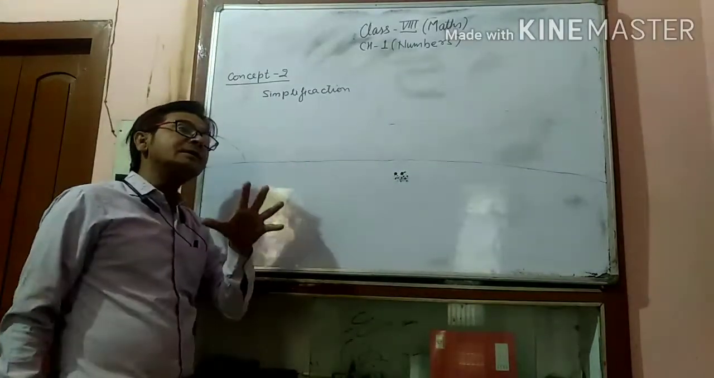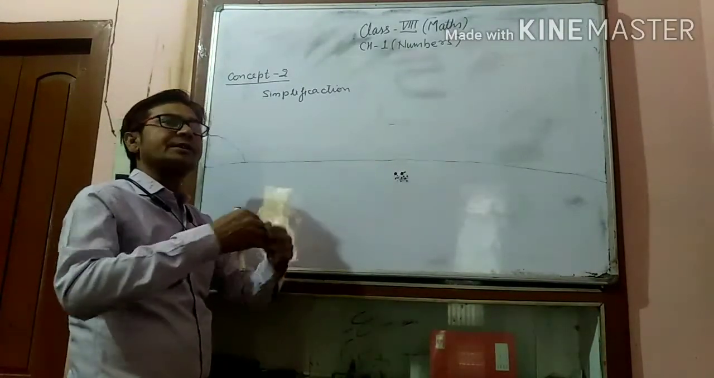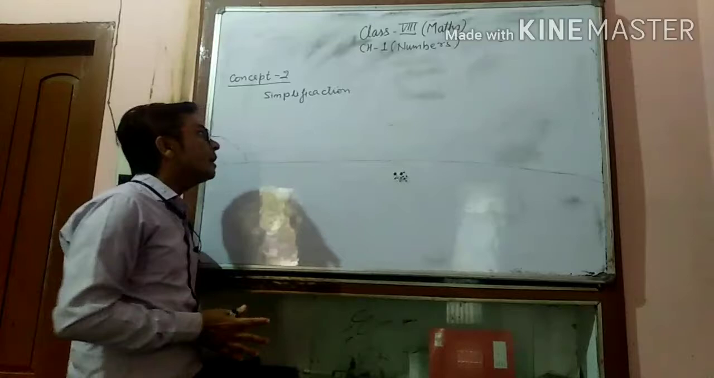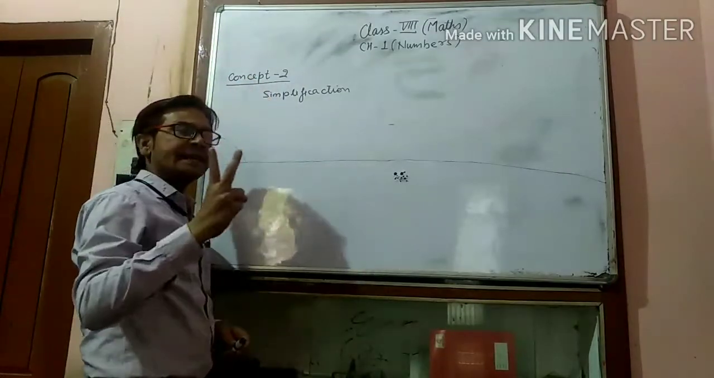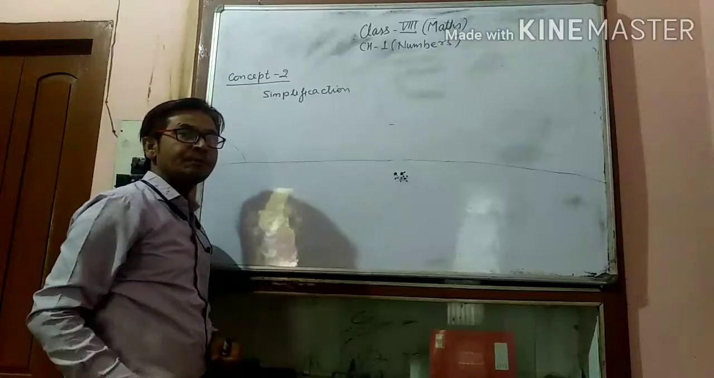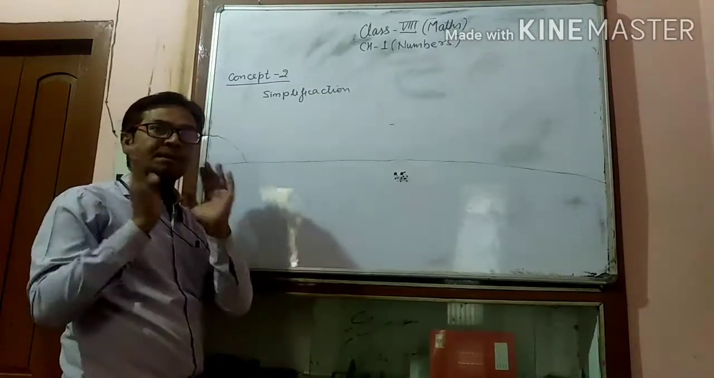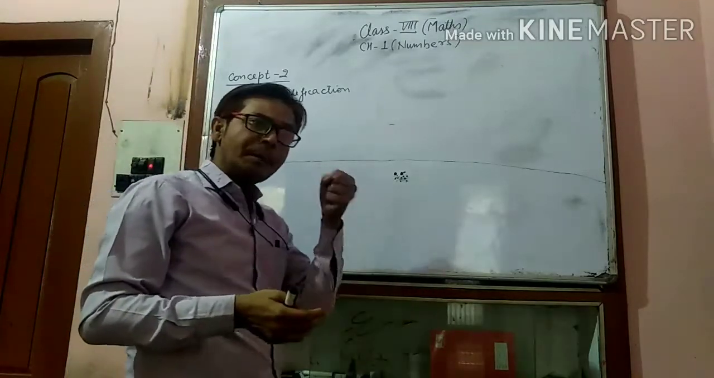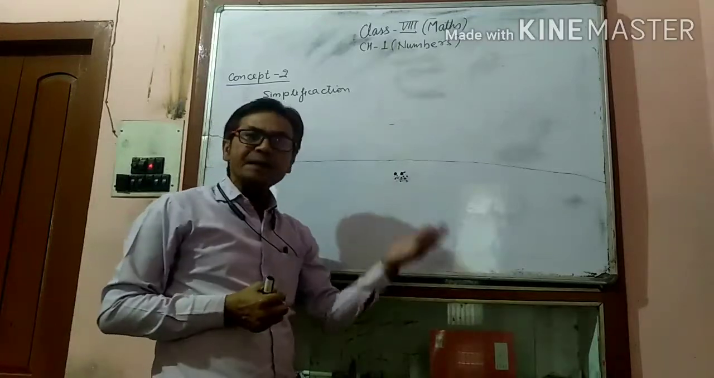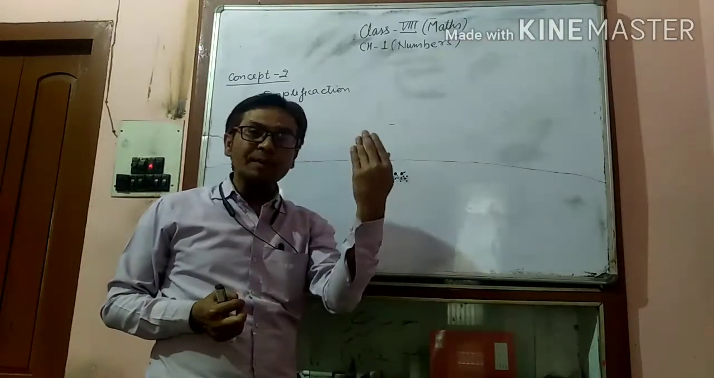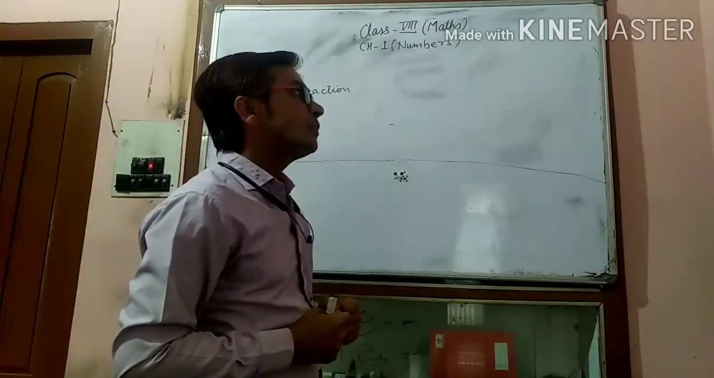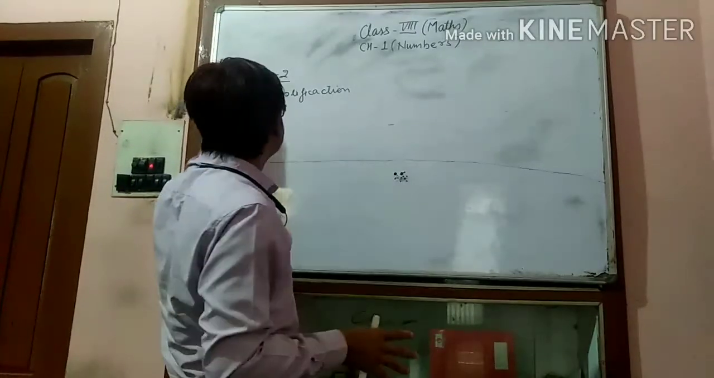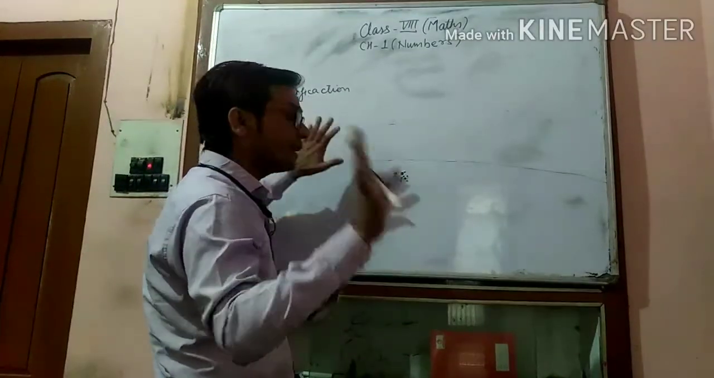Yesterday we learned the topic of sequence and series of numbers. Now today I am going to explain the second concept, that is simplification of numbers. How do we solve the numbers in which a negative sign, bracket, curly bracket or bar are already included? What is the procedure to solve them? This is the second concept, that is simplification.